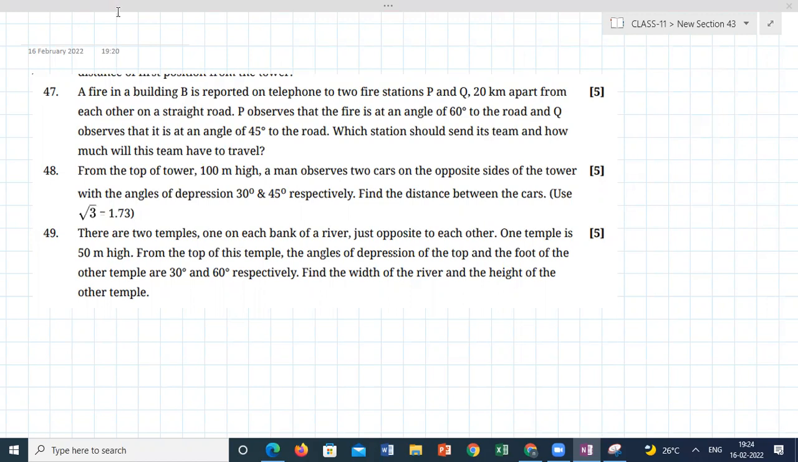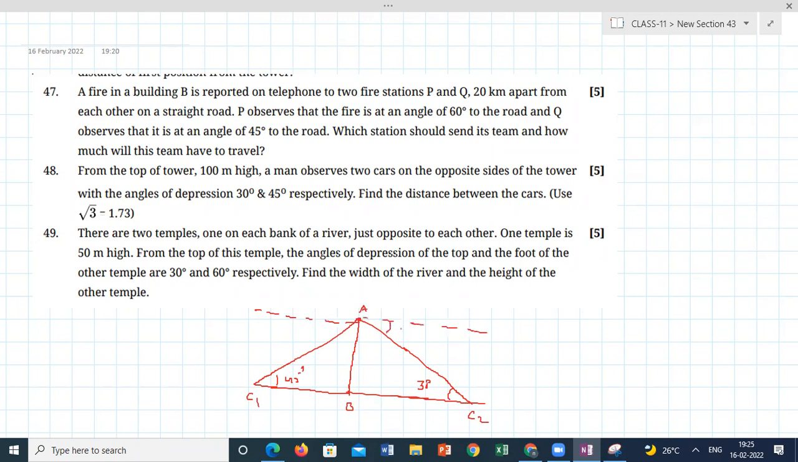Did anyone get question number 48? The diagram is like this. Same as the previous question, but here they gave the height of the tower. One car he is observing with an angle of depression of 45 degrees, another car with an angle of depression of 30 degrees. So AB is the height of the tower. C1, C2 are the two cars. These are the angles of depression. This is 30 degrees, this is 45 degrees. Height is 100.